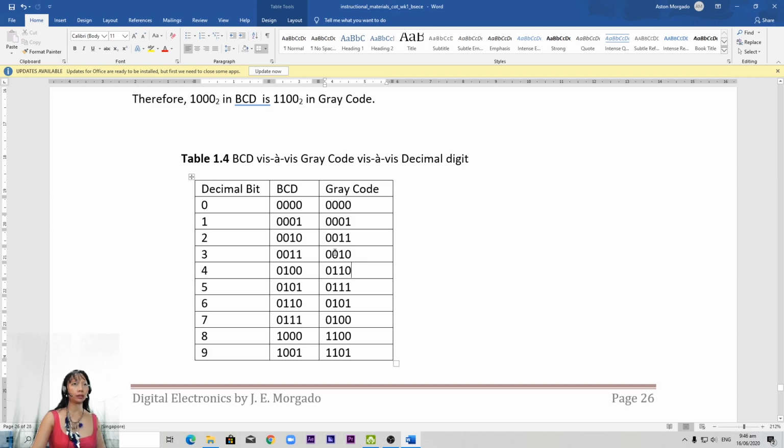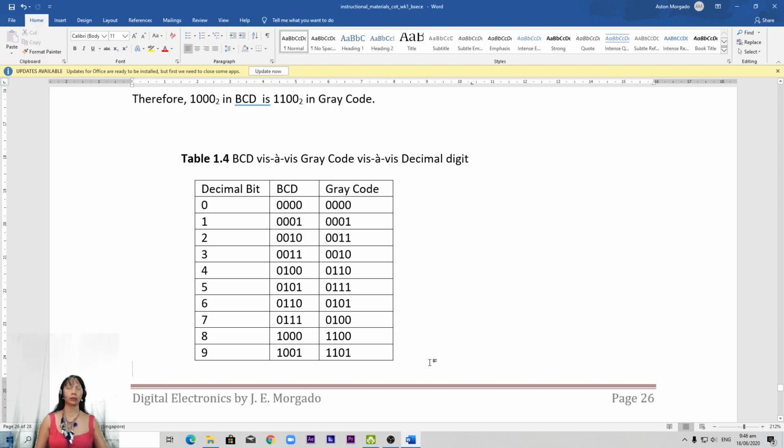Okay, so we have the third bit that changes from 0 to 1, and then we have, okay, from 4 to 5, so we have this bit that changes from 0 to 1. Okay, so from 5 to 6, we have this bit that changes from 1 to 0. From 6 to 7, we have this first bit that changes from 1 to 0. And then from 7 to 8, we have the fourth bit that changes from 0 to 1. And for 8 to 9, we have the first bit from 0 to 1.